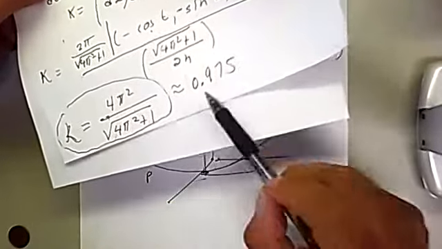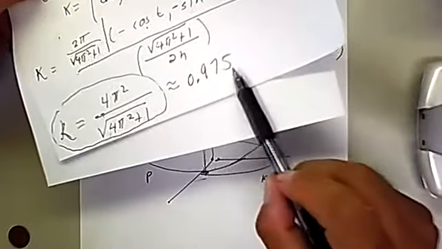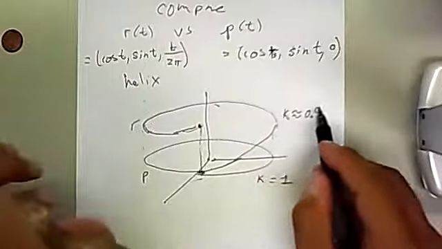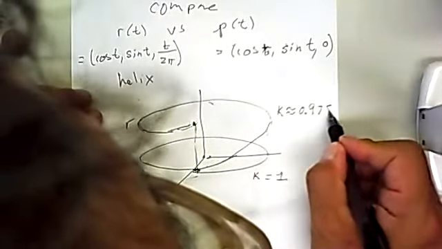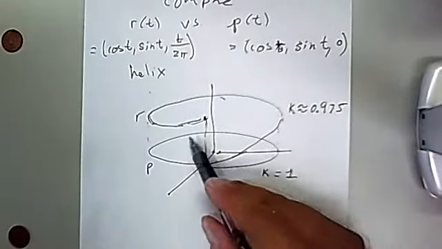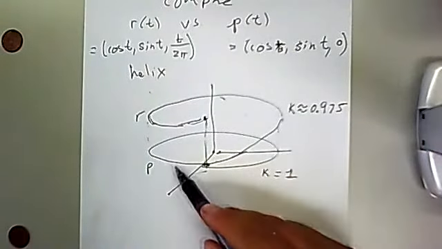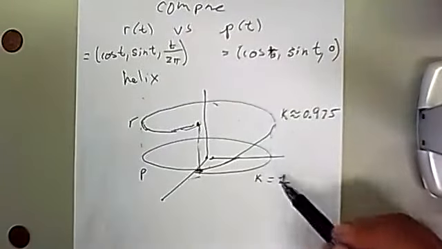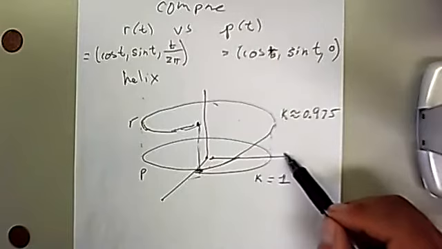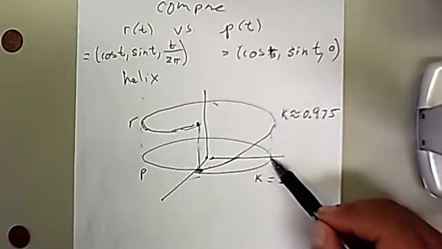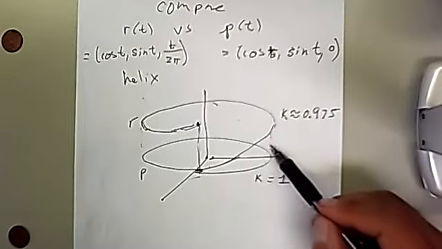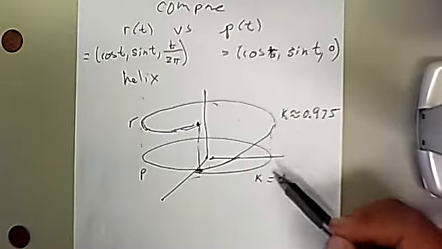But I want to compare, so let's look at the numbers. This is 0.975. So this curves harder, faster, more sharply than this. Not by much, but it does curve more sharply than that. And the question is why? If the projection of the helix gives us the circle, why is it curving less than this one?